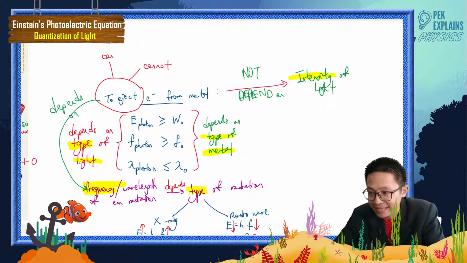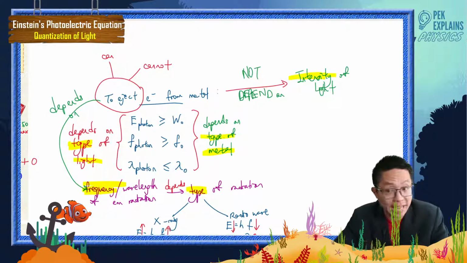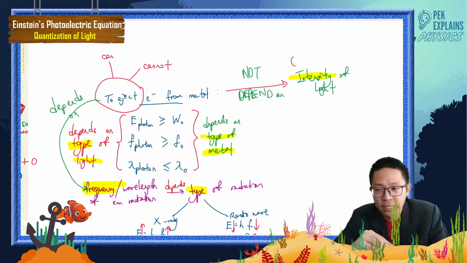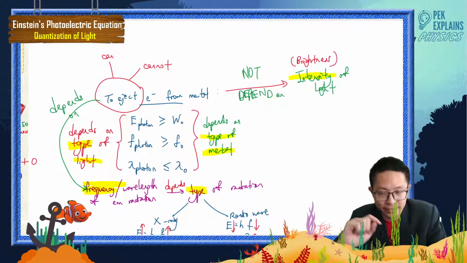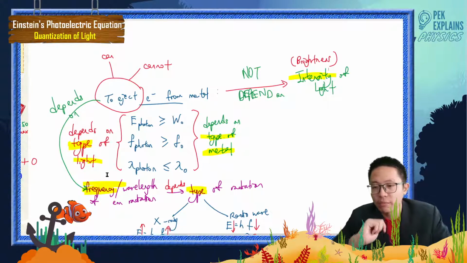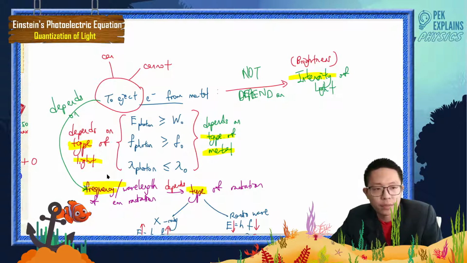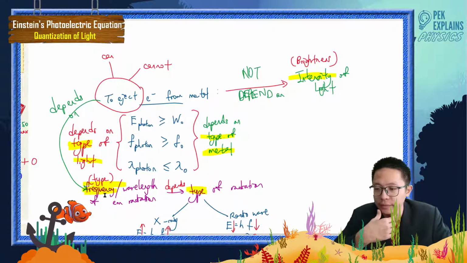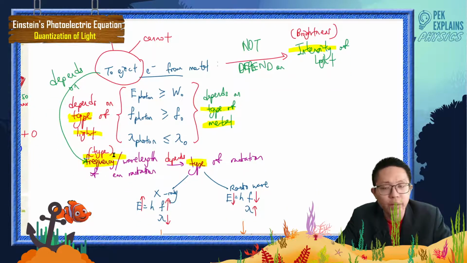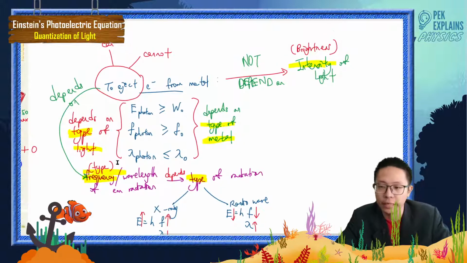When we talk about intensity, we are not talking about different types of light. Intensity means the brightness of light. It's still the same type of light, but different brightness: dim light, bright light. When we talk about frequency, it's different types of light: X-ray, radio wave, red light, blue light, violet light. Those are different frequencies of light. Different intensity is different brightness.